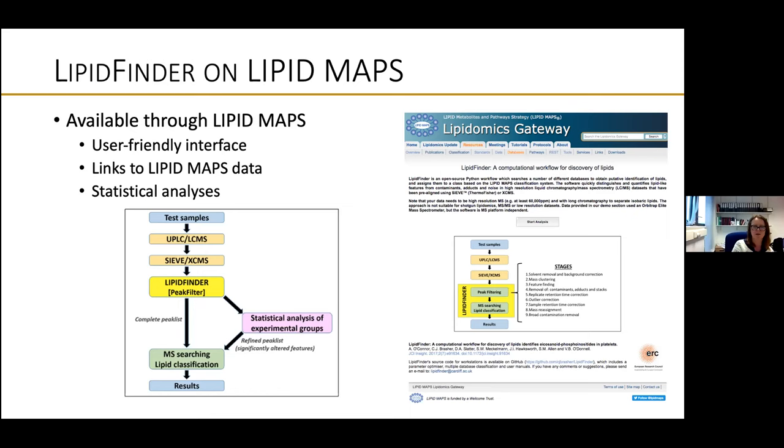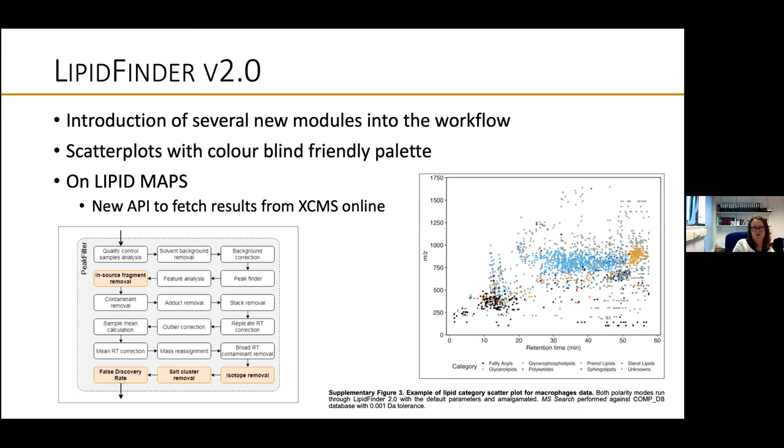So LipidFinder 2 has several new modules, which are listed here. There's an in-source fragment removal module. Now, I know XCMS also does in-source fragment removal, but they are quite different algorithms. They work in different ways. And we found it quite helpful to use the XCMS in-source removal one and then come to LipidFinder and do the same, because you improve even more if you do it twice with two different approaches.